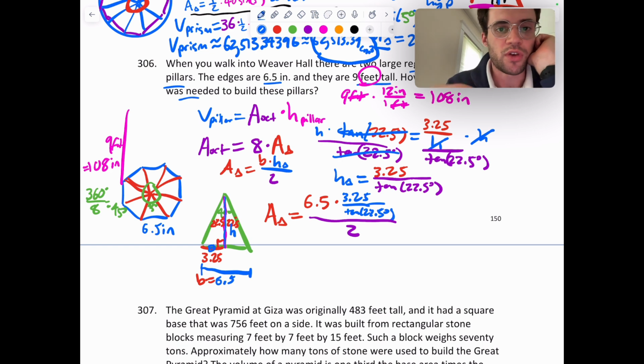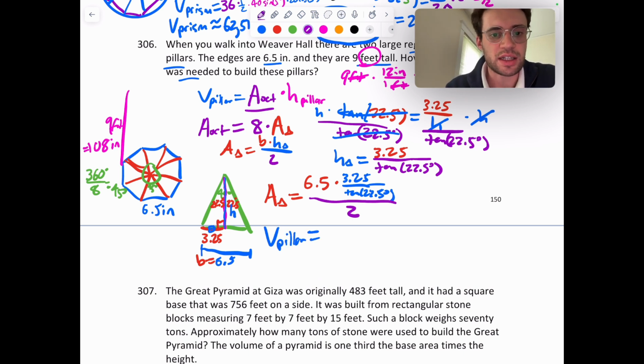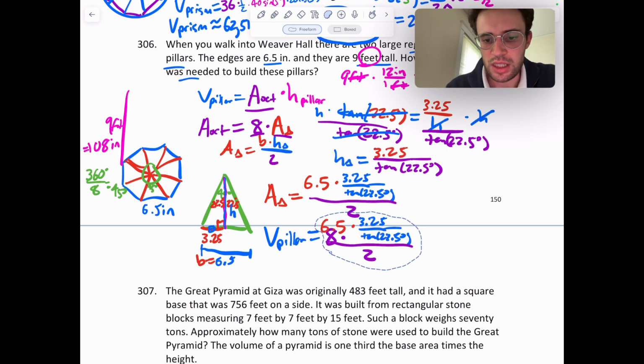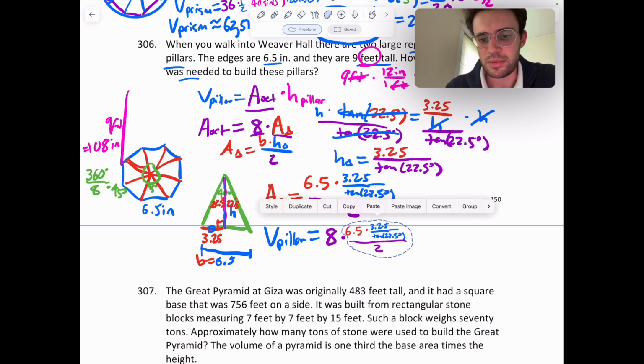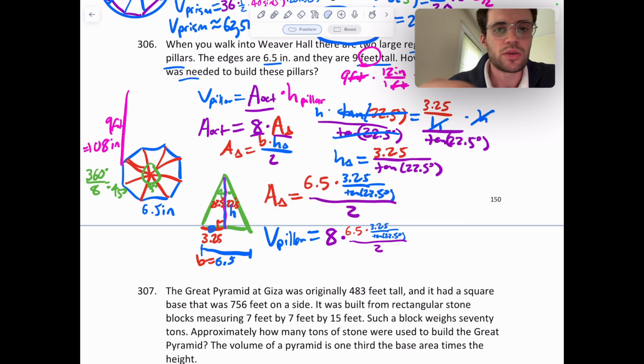Now, if we want the volume of the pillar, which is ultimately what we're trying to find, how much granite was needed for the pillar, so how much total volume is the pillar, we go back to that equation up top, which is the area of the octagon. Now, for the area of the octagon, it's 8 times the area of the triangle. So 8 times what we just did. So again, I'm just going to copy the area of the triangle. You can also just rewrite it, but this is saving a little bit of time. 8 times 6.5 times 3.25 over tan 22.5 all over 2.